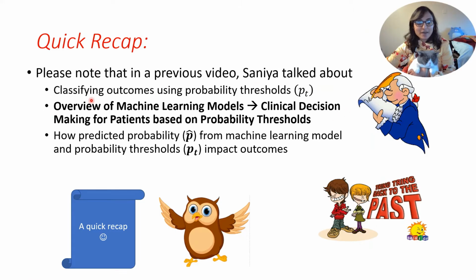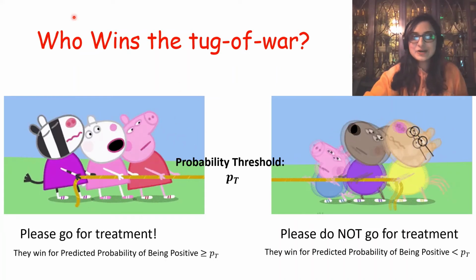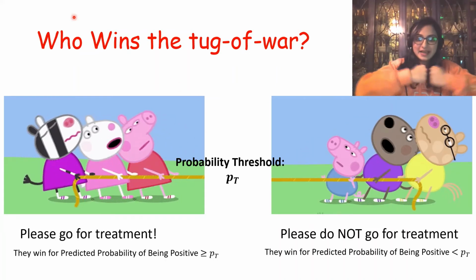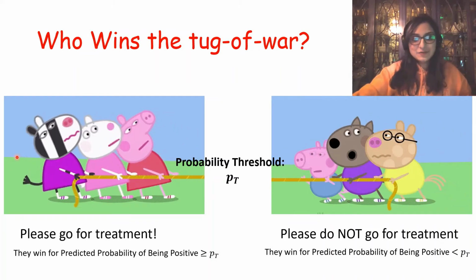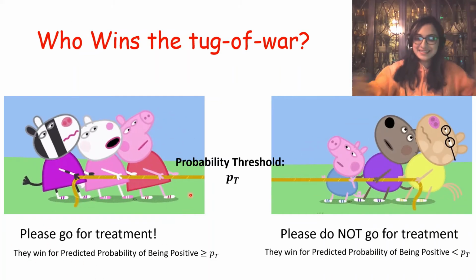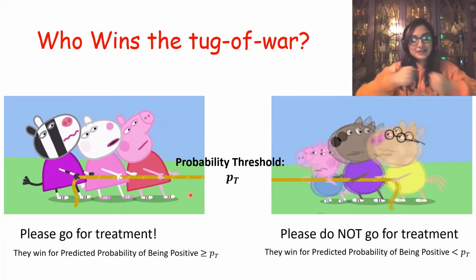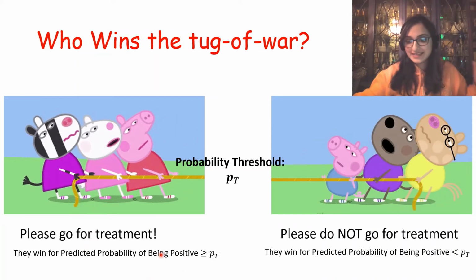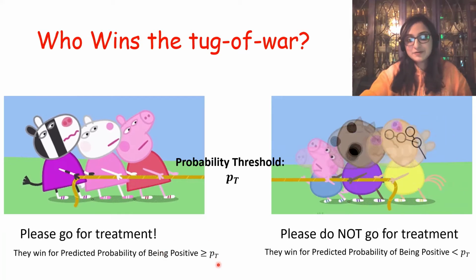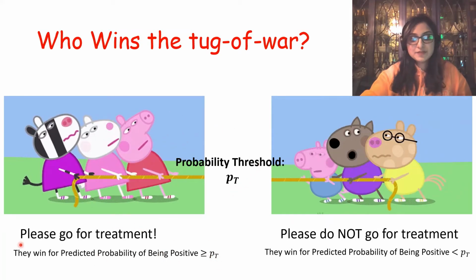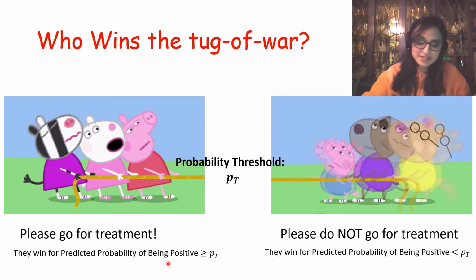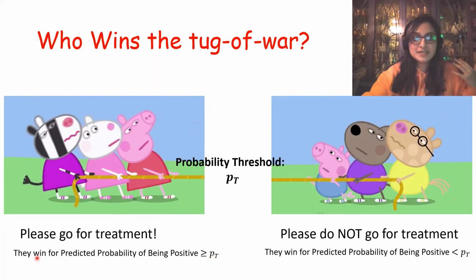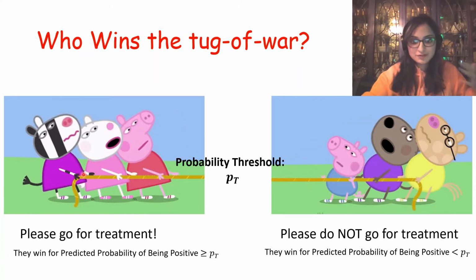Then we also talked about how machine learning models lead to clinical decision making for patients based on these probability thresholds. Basically, the idea is who wins the tug of war when we're looking at two sides for the probability threshold. Either we go for treatment, and we go for treatment if the predicted probability of being positive, of being in the class that needs treatment, is greater than or equal to some probability threshold, PT. If the probability that the patient is positive is greater than or equal to the threshold, then you're predicted as being positive, and you need to go for treatment.